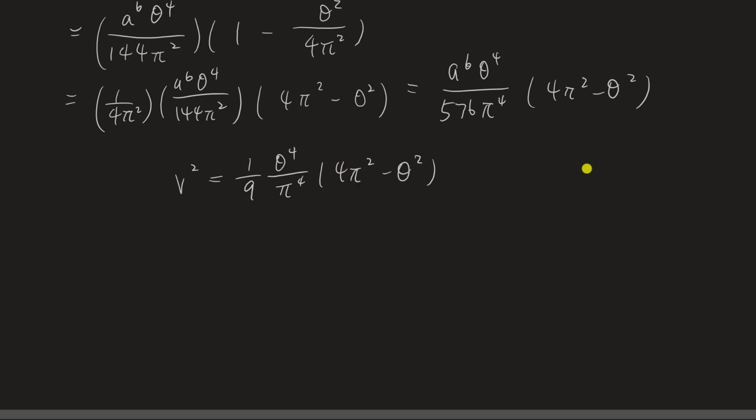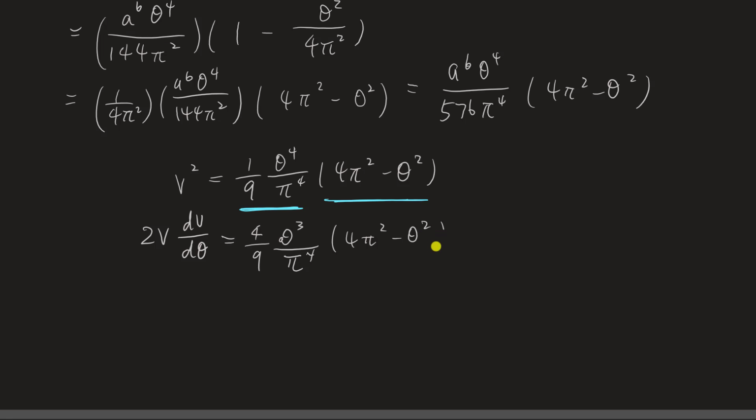Now let's differentiate this implicitly. We will get 2v dv/d theta equals, this one we have to use the product rule because there's one item here and one item here. Differentiate this, I will get 4 over 9 theta cubed over pi to the power 4. And then we hold this and differentiate this, plus we hold this and we differentiate the other, which will give us theta to the power 4 over 9 pi to the power 4. Differentiate this, just gives us negative 2 theta.